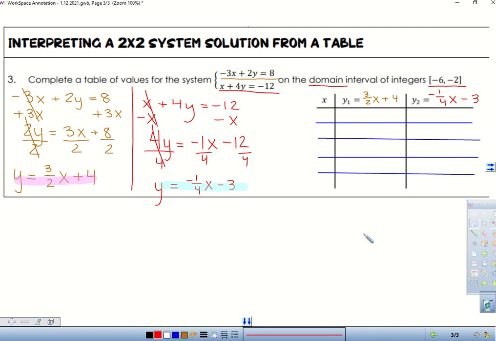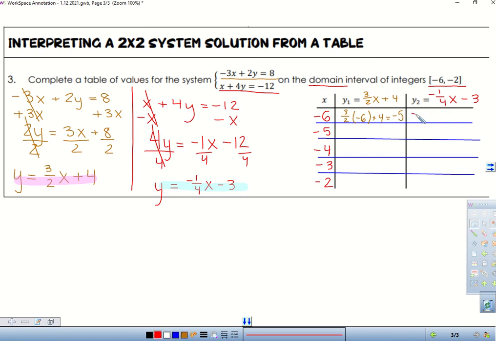Domain means what? X axis. X values. Good, so they're telling me to do it on the x values from -6 to -2. So that's -6, -5, -4, -3, and -2. I'm going to take these values and plug them into each of my equations. So basically I'm just replacing the x with those values, and I'm going to do all this math strictly on the calculator, okay? So 3 divided by 2 times -6 plus 4 gives me -5.